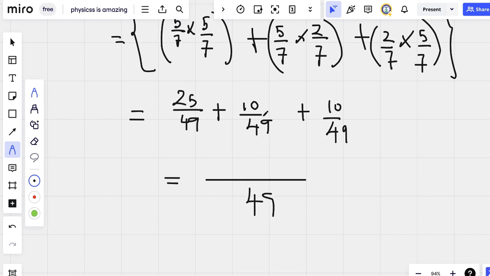So 25 plus 10 is 35, 35 plus 10 is 45. So we have 45 over 49. So this will be the probability that it rains on at least one day out of the 3 days, 45 over 49. Okay, so this is the combined event.